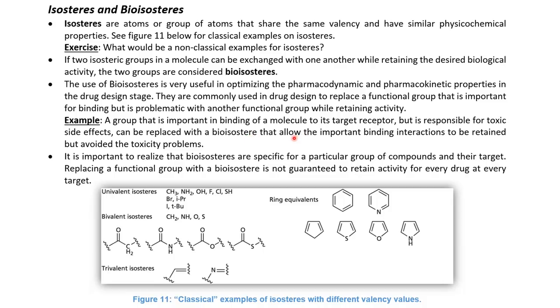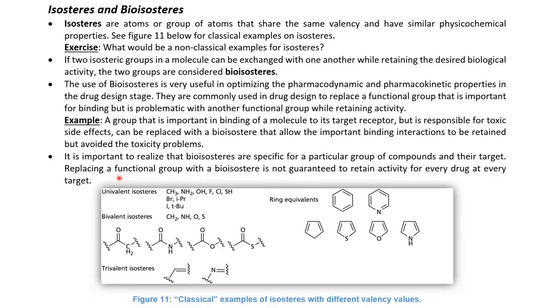Okay, and this is a very important concept that is used to optimize the pharmacodynamic and pharmacokinetic properties. I hope you still remember the difference between these two properties, and it's used a lot in drug design. It is also important that the concept of bioisosteres is specific to a particular group of compounds or drugs. In other words, two functional groups that are isosteres might be bioisosteres for one class of drugs, like maybe the antihypertensive drugs, or the beta blockers. But the same groups might not be bioisosteres for another class of drugs, like maybe the antihistamines.